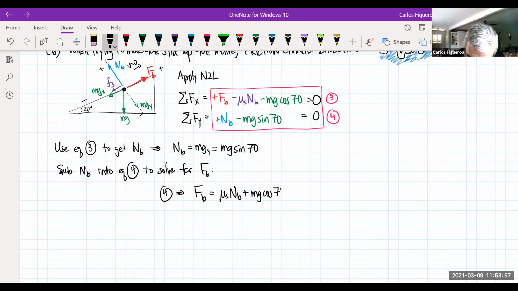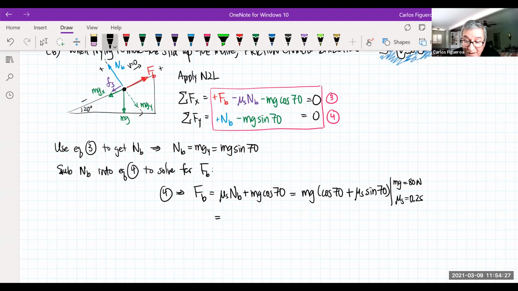Instead of subtraction, they're adding. So now if I put this all together, I'm going to get mg cosine of 70 plus mu of s sine of 70. Okay, so if I look at the numbers again, remember, mg is still 80 newtons, mu of s is still 0.25. And so when I get this number here, I'm finding that this is now 46 newtons.